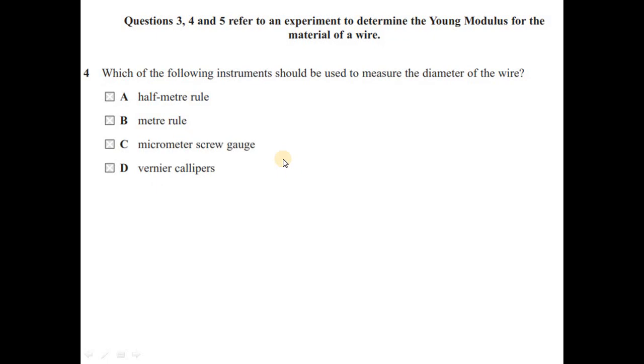Question number 4, which of the following instruments should be used to measure the diameter of the wire? Again, in the Young modulus, or even if they talk about resistivity and any kind of these materials, a thin material, if you need to find the diameter, generally we use a micrometer screw gauge. So C is your option.